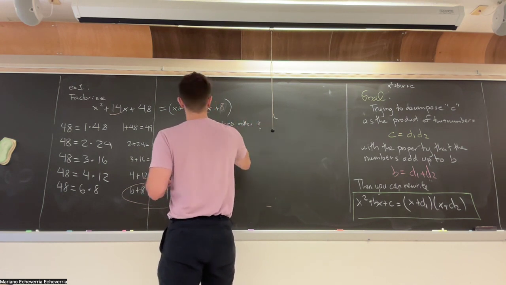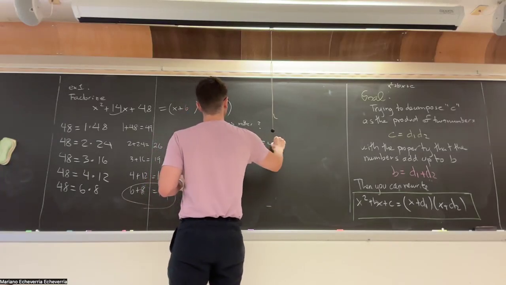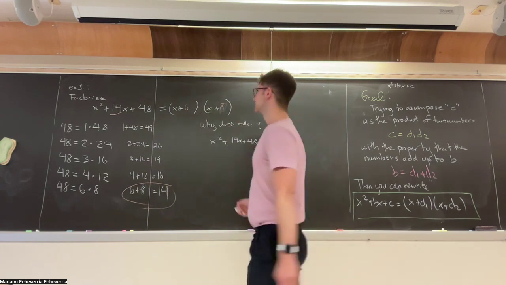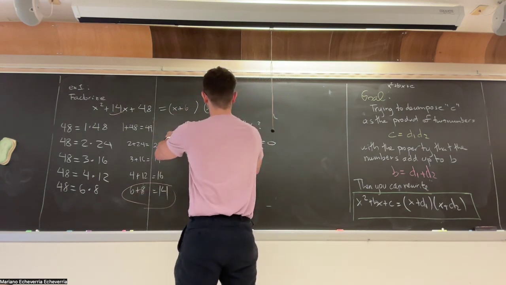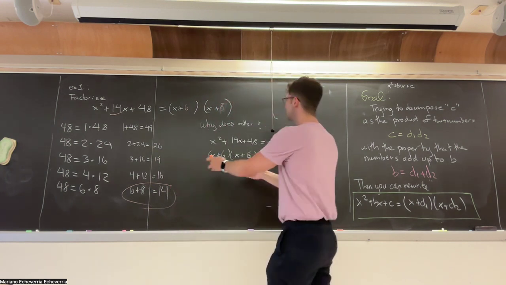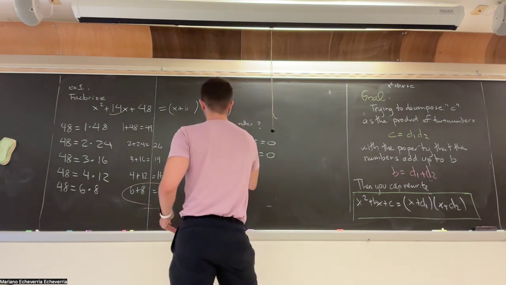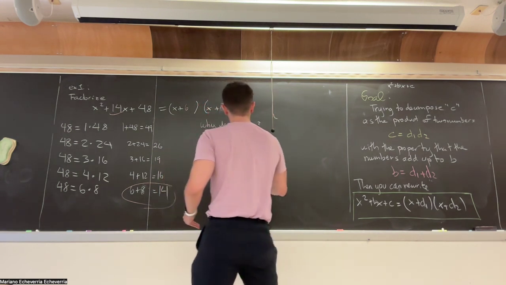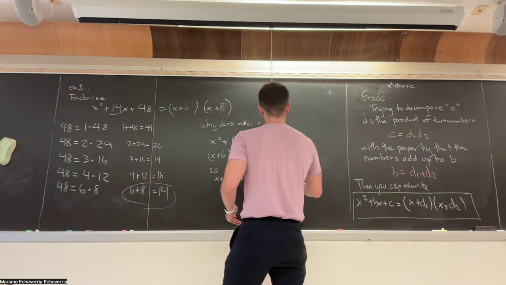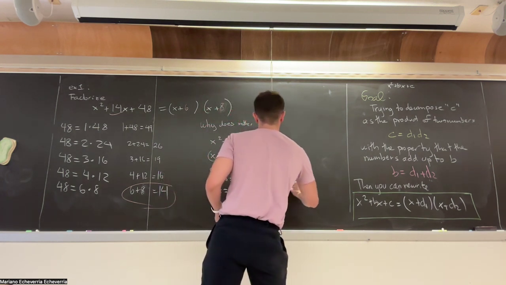Because if I wanted to solve x squared plus 14x plus 48 equals 0, thanks to this factorization, this would be the same as x plus 6 times x plus 8 equals 0. And once you know that the product of two numbers equals 0, one has to be 0. So x plus 6 has to be 0, or x plus 8 has to be 0. So x has to be -6, or x has to be -8.